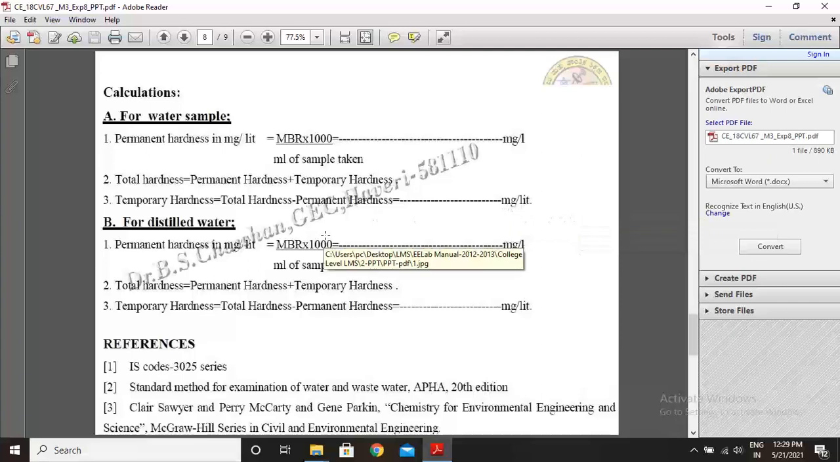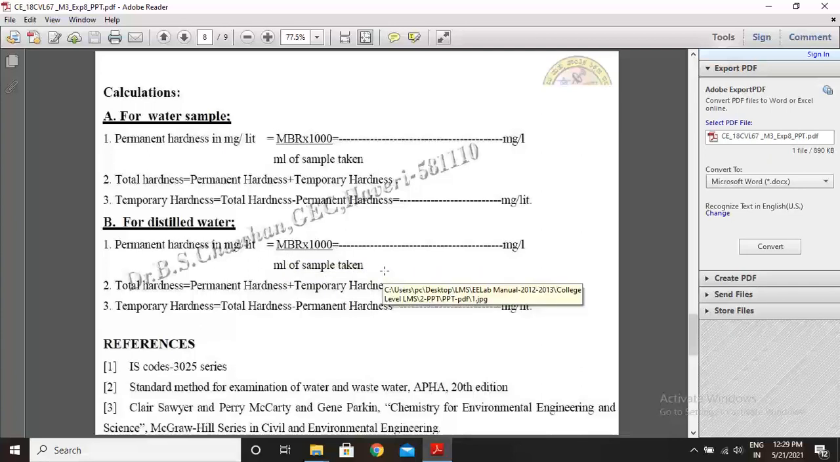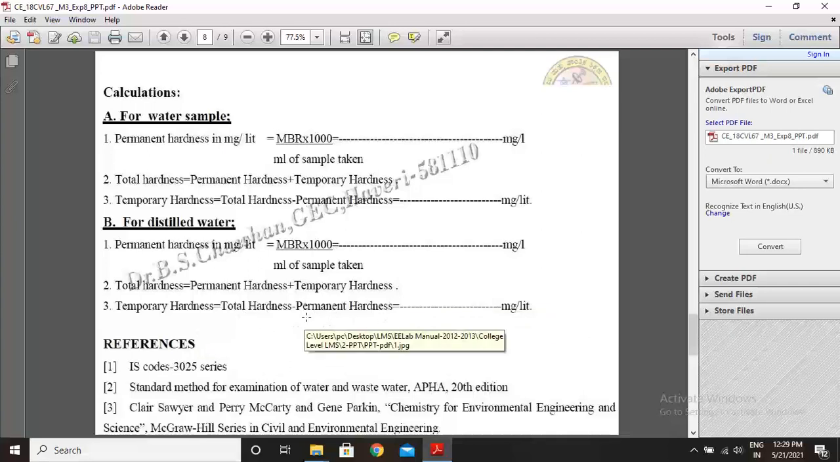For distilled water, now you calculate permanent hardness in milligram per liter, given by the equation MBR divided by ml of sample taken into 1000. We are getting it in milligram per liter. Now the same steps: total hardness equals permanent hardness plus temporary hardness. Therefore temporary hardness equals total hardness minus permanent hardness. Total hardness we have calculated in experiment 7. That value we are taking here. So we are getting temporary hardness for distilled water in milligram per liter.